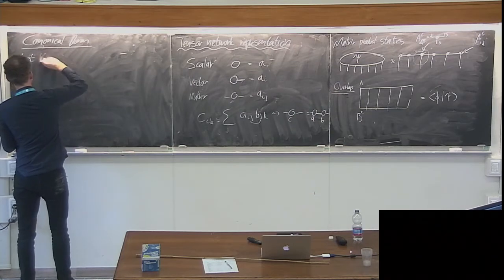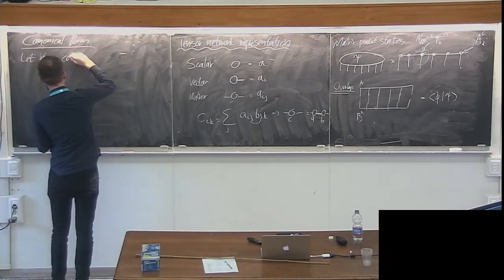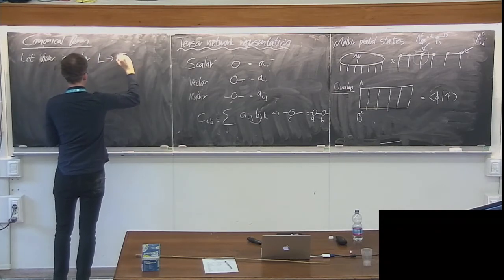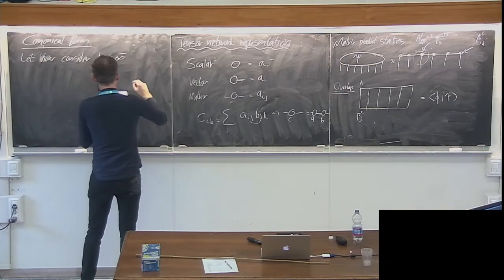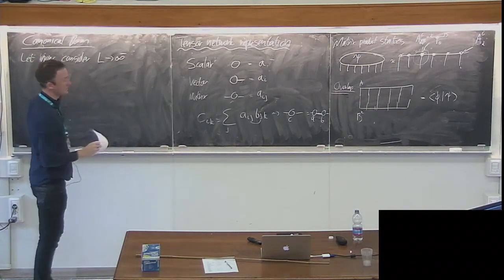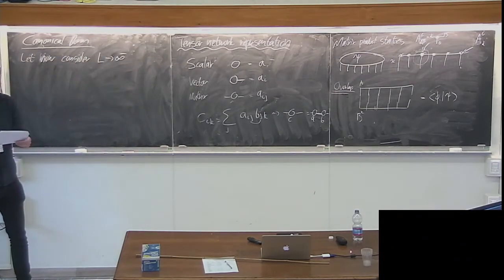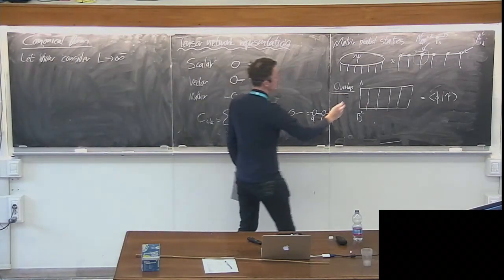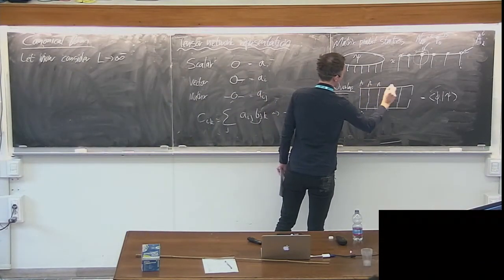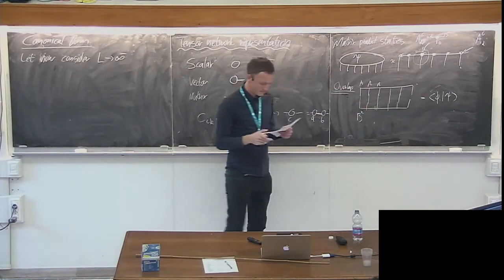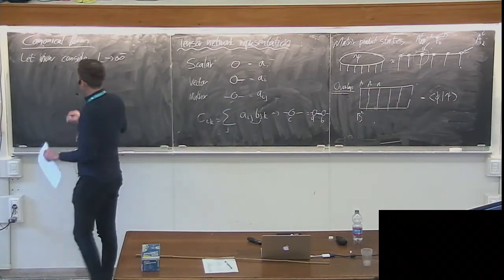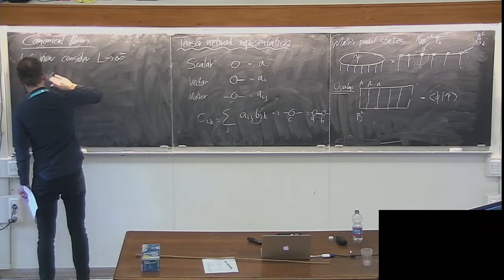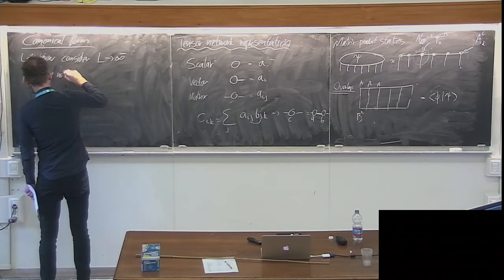Let us now consider basically L goes to infinity, and assume that we just have a translational invariant system where we can just use the same matrix A everywhere, right? So where we would just have A, it just goes on forever. And then we find that the MPS is not unique.